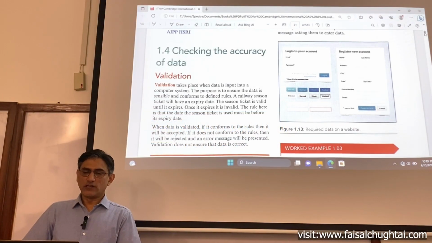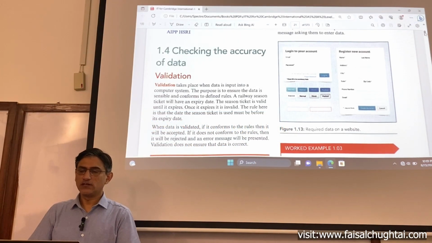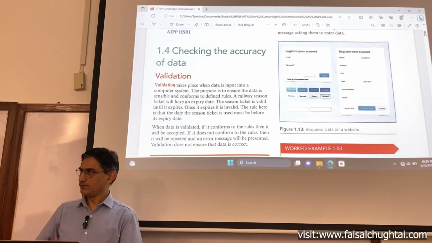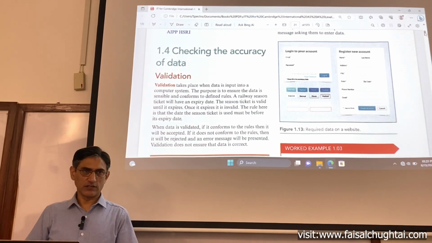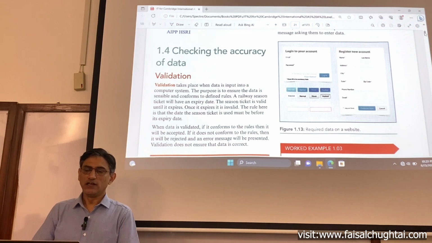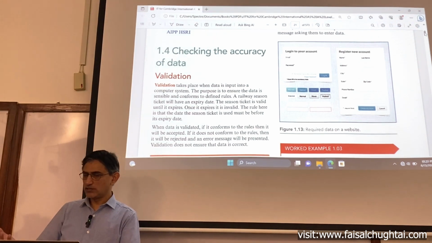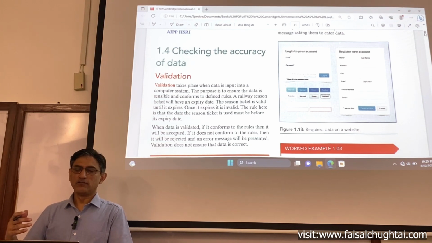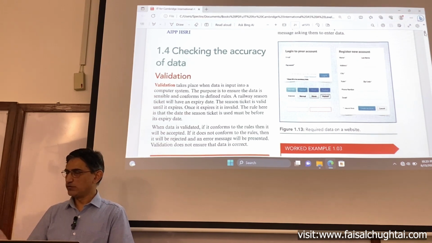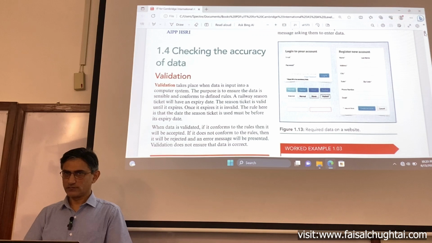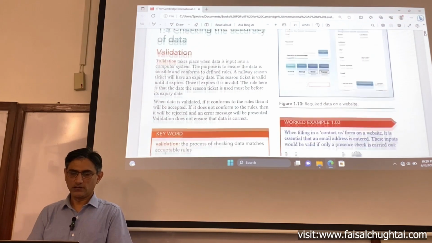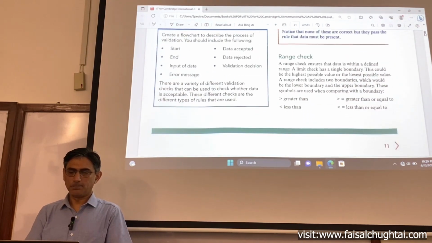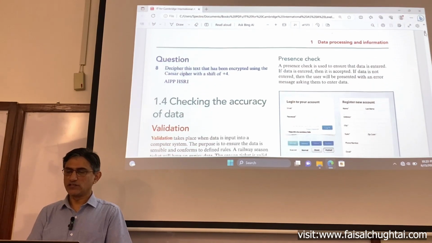Okay, so we started with this topic on checking the accuracy of data. This is a topic that we started yesterday, and we discussed what this topic is all about. What is data validation? And we also talked about certain validation rules, namely the presence check to begin with.